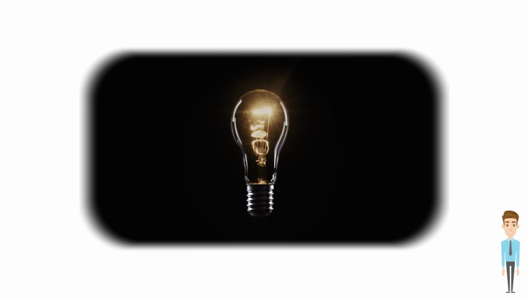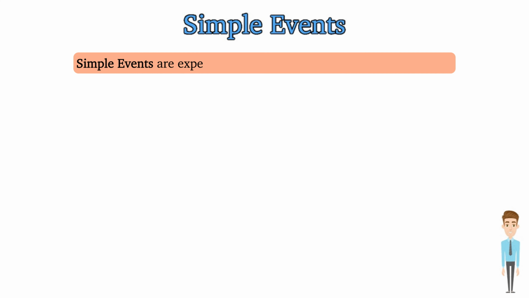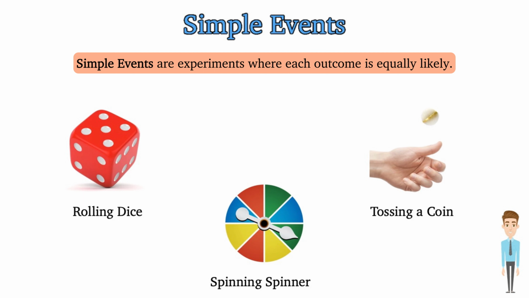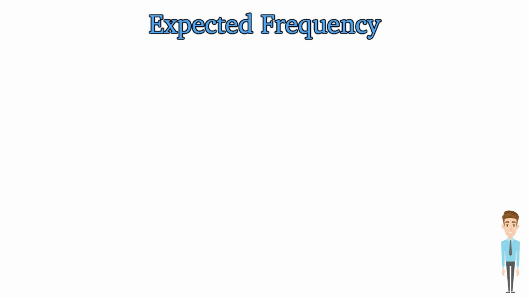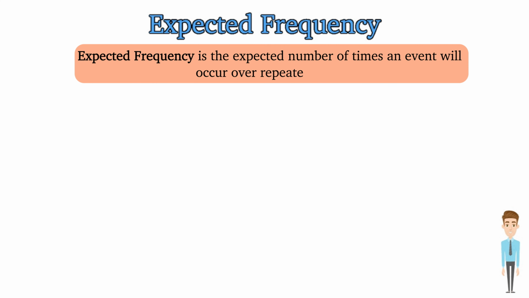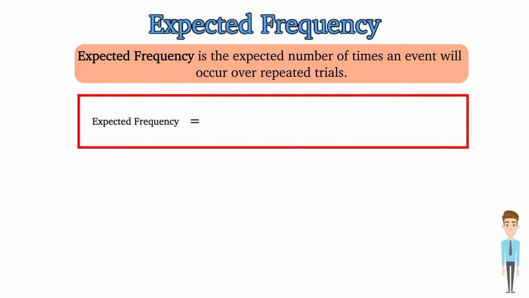Next, moving back to simple events. Remember, simple events are experiments where each outcome is equally likely, such as rolling a die, tossing a coin, and spinning this spinner. Another cool trick that you will learn in this lesson is expected frequency. Expected frequency is the expected number of times an event will occur over repeated trials, which uses the following formula: theoretical probability times the number of trials.